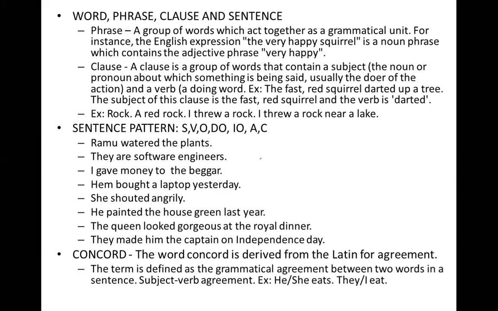SVA. Correct. It's not SVC. How did she shout? It doesn't talk about the person who's shouting, but it talks about the way the action is being done. So it becomes an adjunct. Please remember, an adjunct is something that's closely related to an adverbial. So she shouted angrily is SVA. Correct. Next.